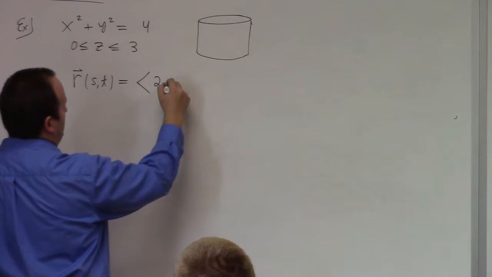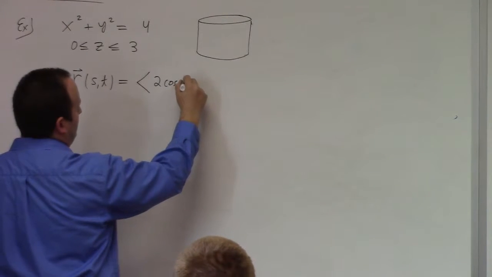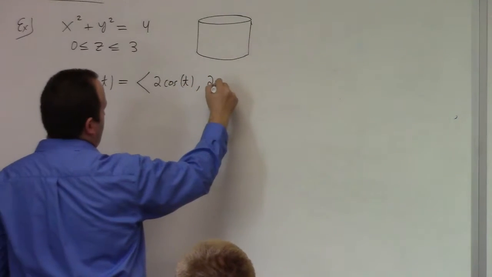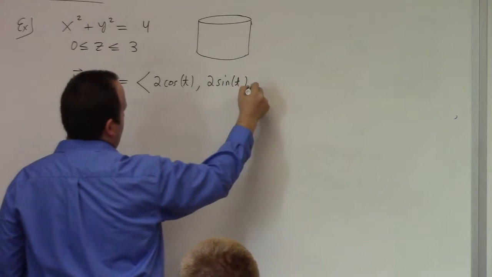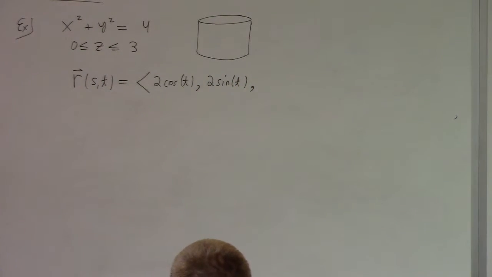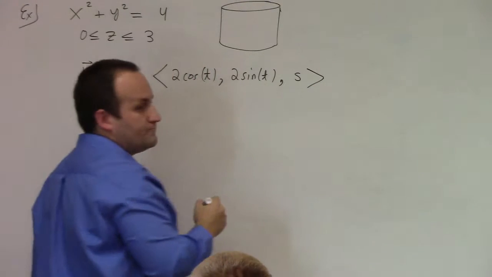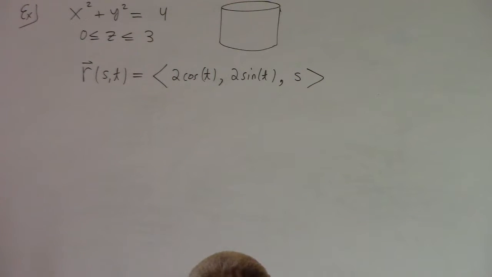So let's see here, 2 cosine, let's say t, 2 sine t. That puts me on the cylinder, right? And then if we just let s go from what? 0 to 3, right? That will be a parameterization for this cylinder, without the caps, of course.